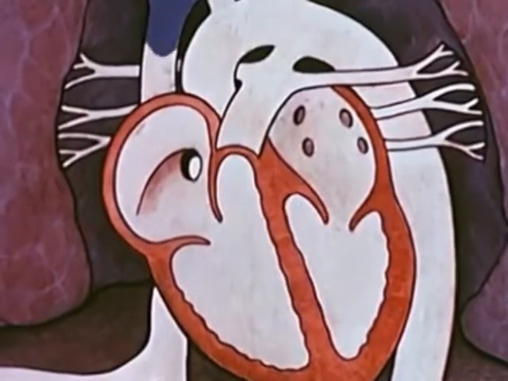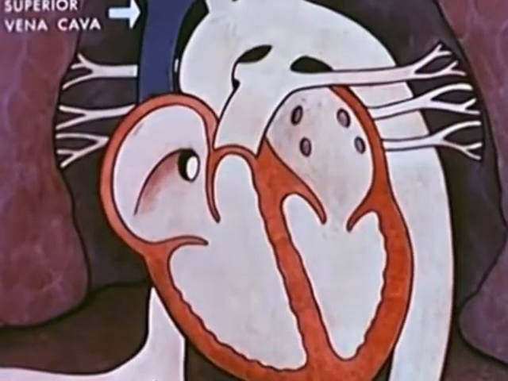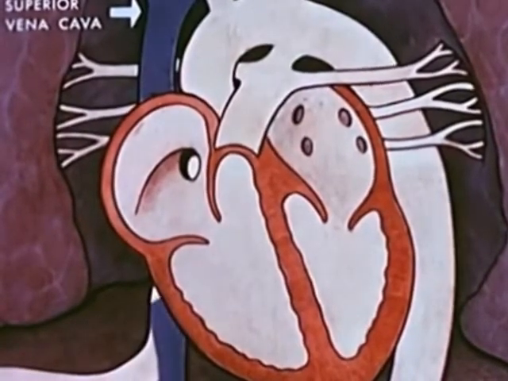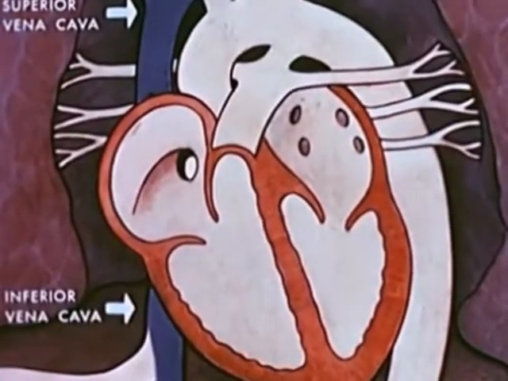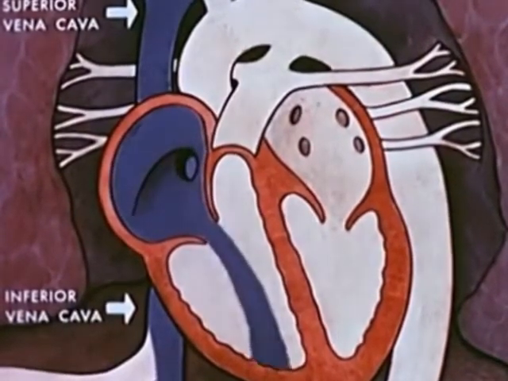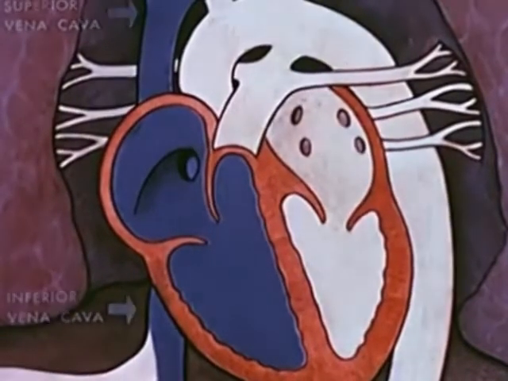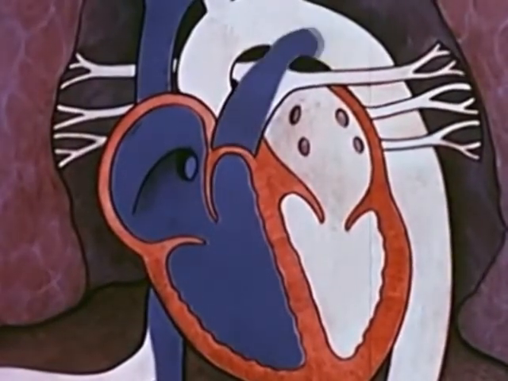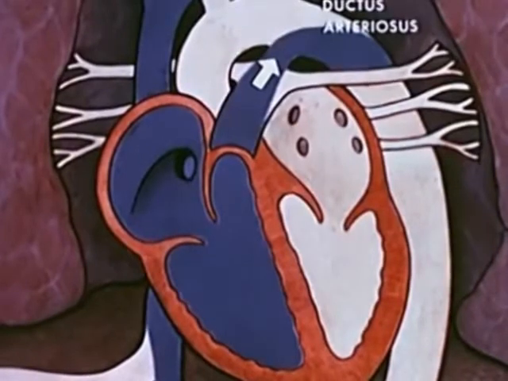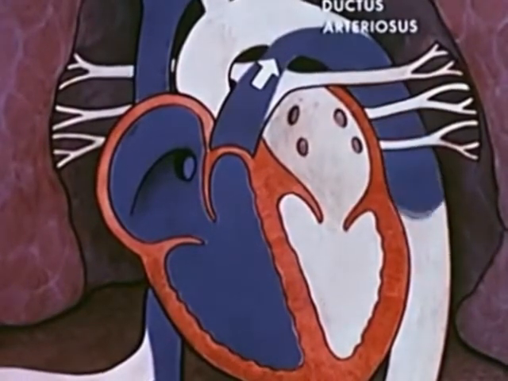Venous blood from the superior vena cava and the inferior vena cava flows through the right atrium and into the right ventricle. It's ejected into the pulmonary artery, where a major portion continues through the ductus arteriosus into the descending aorta.